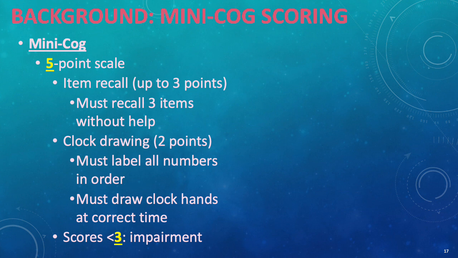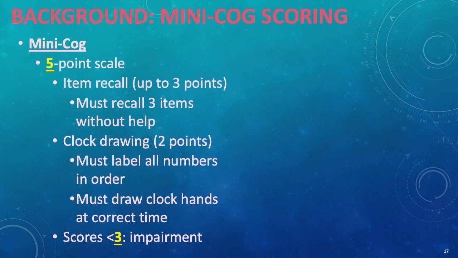And for the clock drawing part, the patient is going to have a blank circle in front of them, and they're going to have to label the clock in the correct order in terms of numbers, and then they're going to have to put the hands of the clock at the time that the person giving the test tells the patient to point the hands at. So if they wanted them to point it at 3 o'clock, for instance, the patient has to be able to draw the hands at the correct placement.